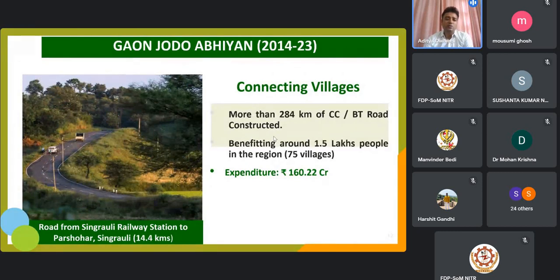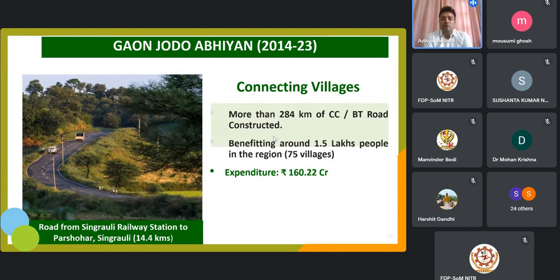Connecting villages. This is very important. More than 284 kilometers of CC and CC road constructed, benefiting around 1.5 lakh people. If you consider Coal India, the regions where Coal India is operating are very distant regions. Remote locations are there where road connectivity and all these things are very problematic.